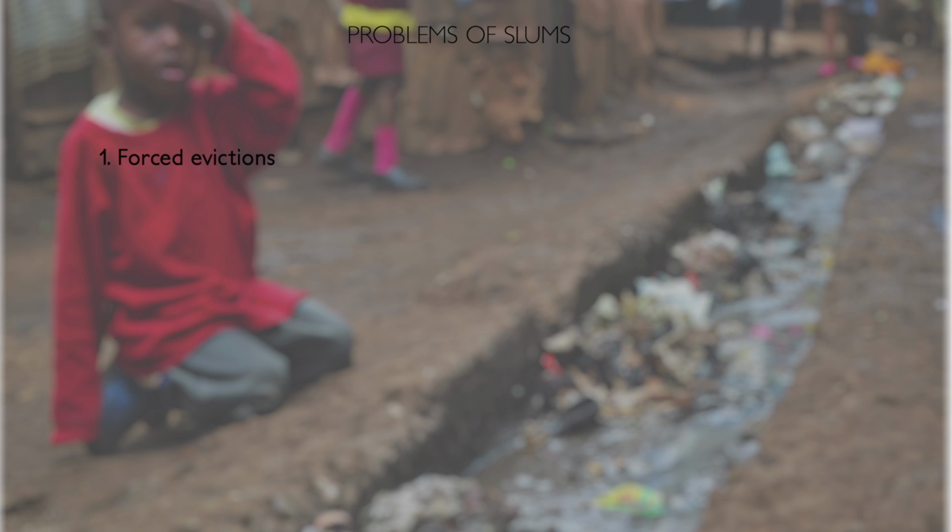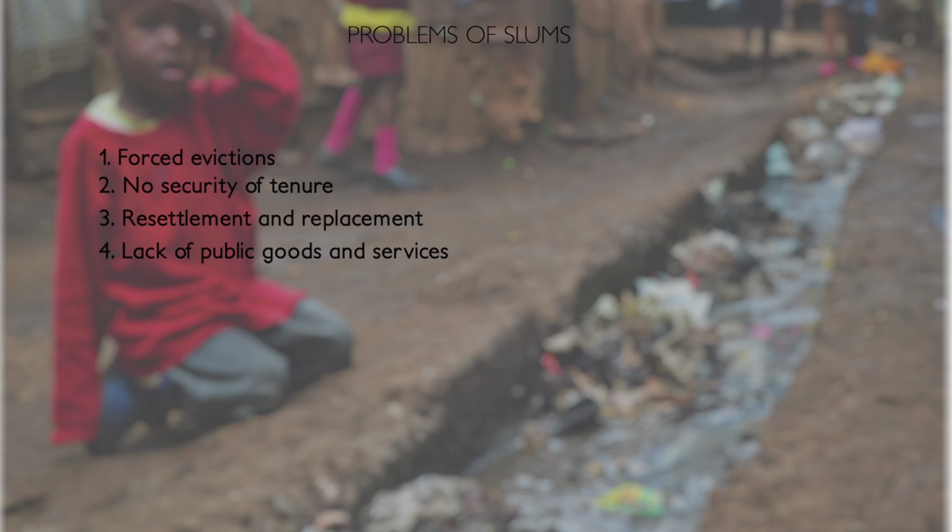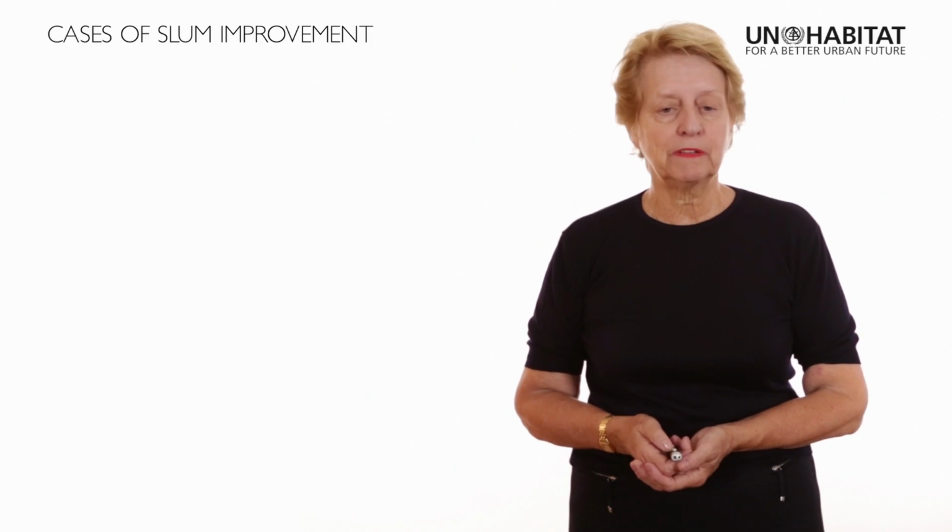First of all, forced eviction. Second of all, no security of tenure. Third of all, resettlement and replacement. And the lack of public goods, public services is as shocking today as it was in the late 19th century in the United States and Europe. It simply doesn't exist. So let's take a look at a couple of cases where improvements have occurred.